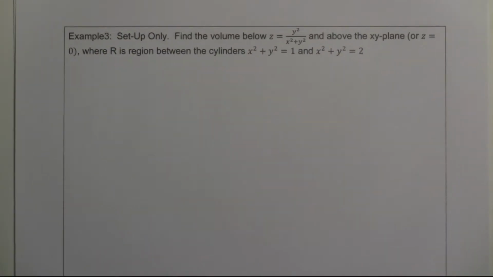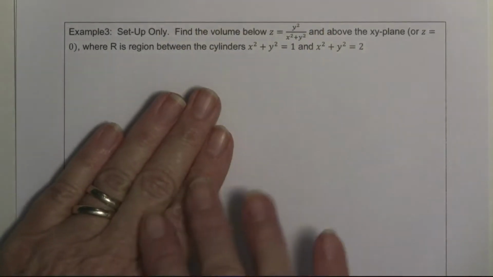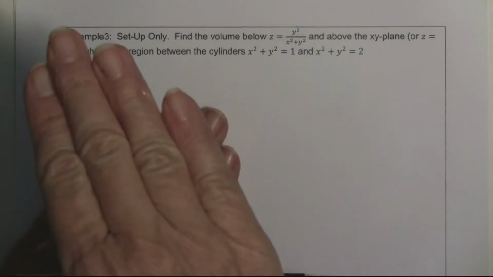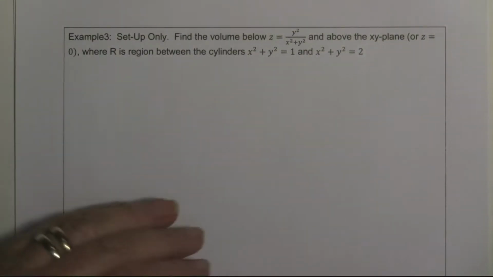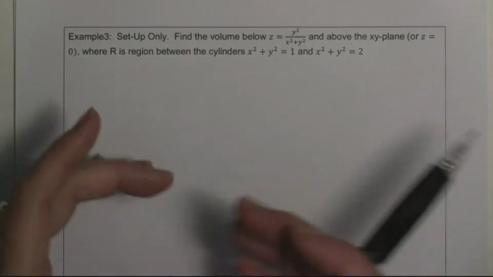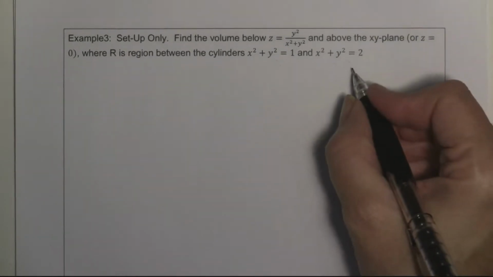This is another one that's set up only, and I'm having us set up only because of time. And so we have z equals, and this is that curve that's above the xy plane where z is 0, and we're getting this volume, and it probably isn't level. And then we're going to integrate it over this region that's bound by these two circles and cylinders because it's going to go up and hit, right? But I'm going to draw them in 2 dimensions, so I'm going to call them circles.